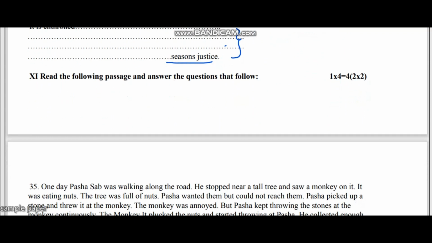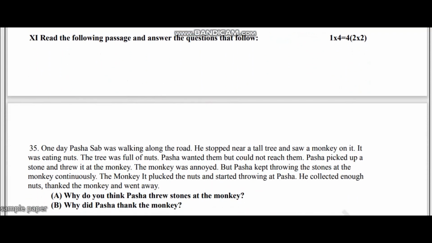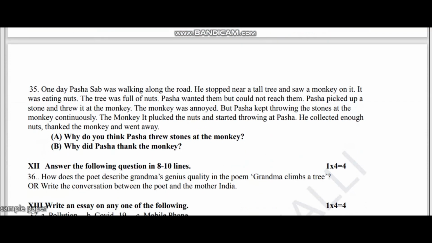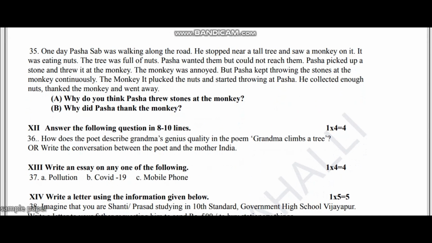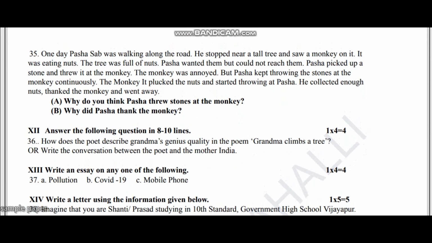Number 11. Read the following passage and answer the questions that follow. One day Pasha Sab was walking along the road. He stopped near a tall tree and saw a monkey on it. It was eating nuts. The tree was full of nuts. Pasha wanted them but could not reach them. Pasha picked up a stone and threw it at the monkey. The monkey was annoyed, but Pasha kept throwing the stones at the monkey continuously. The monkey, it plucked the nuts, started throwing it at Pasha. He collected enough nuts, thanked the monkey, and went away.